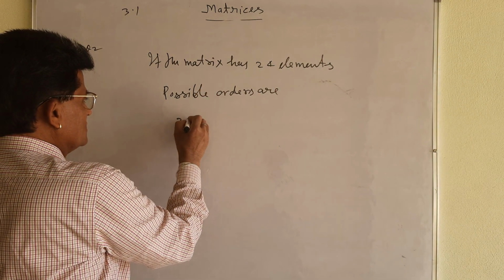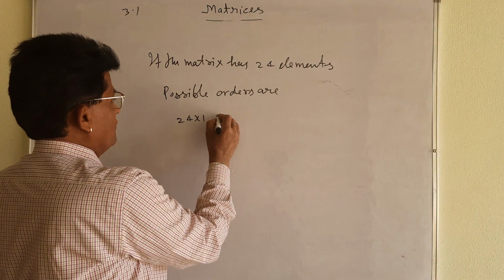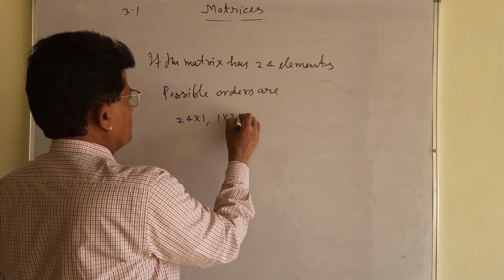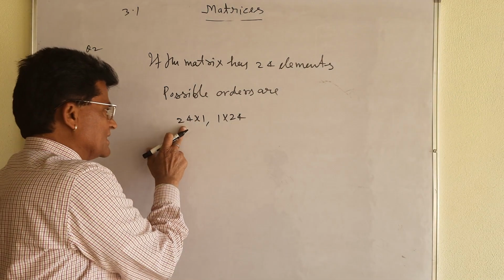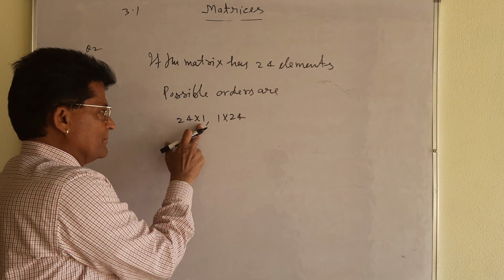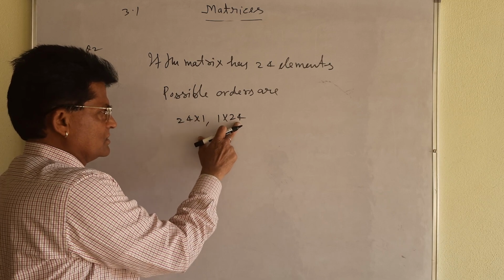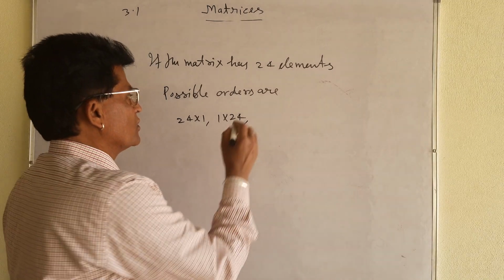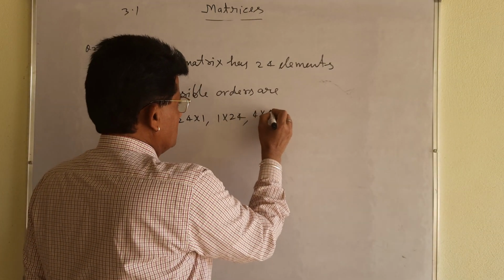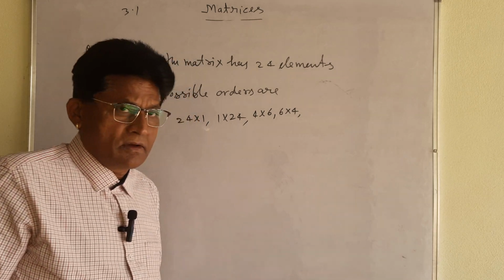24 rows, 1 column. That is one thing. 1 row, 24 columns. I already told you: the first will indicate the row, the second indicates the column. 24 rows, first column. 1 row, 24 columns. Next, 4 rows, 6 columns, 6 rows, 4 columns. That also may be possible.